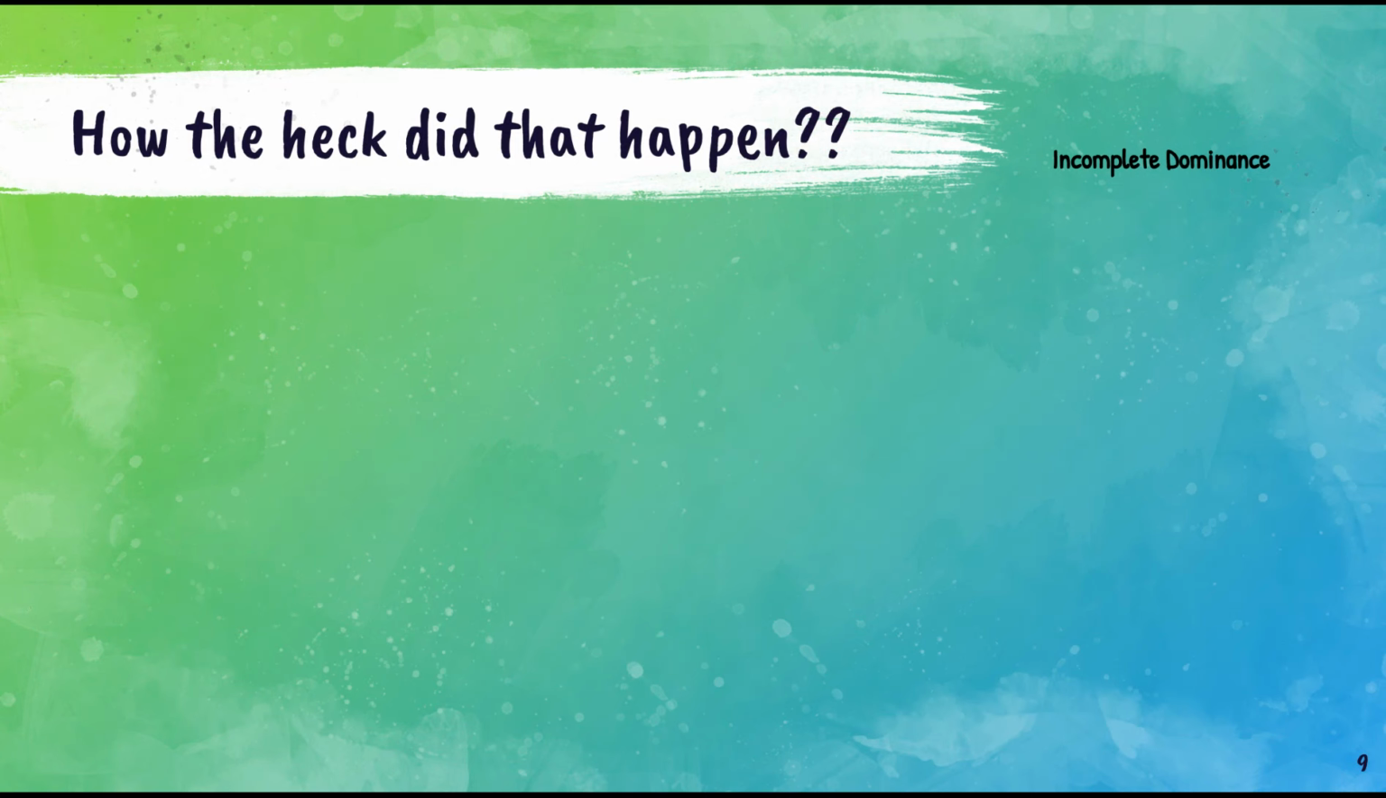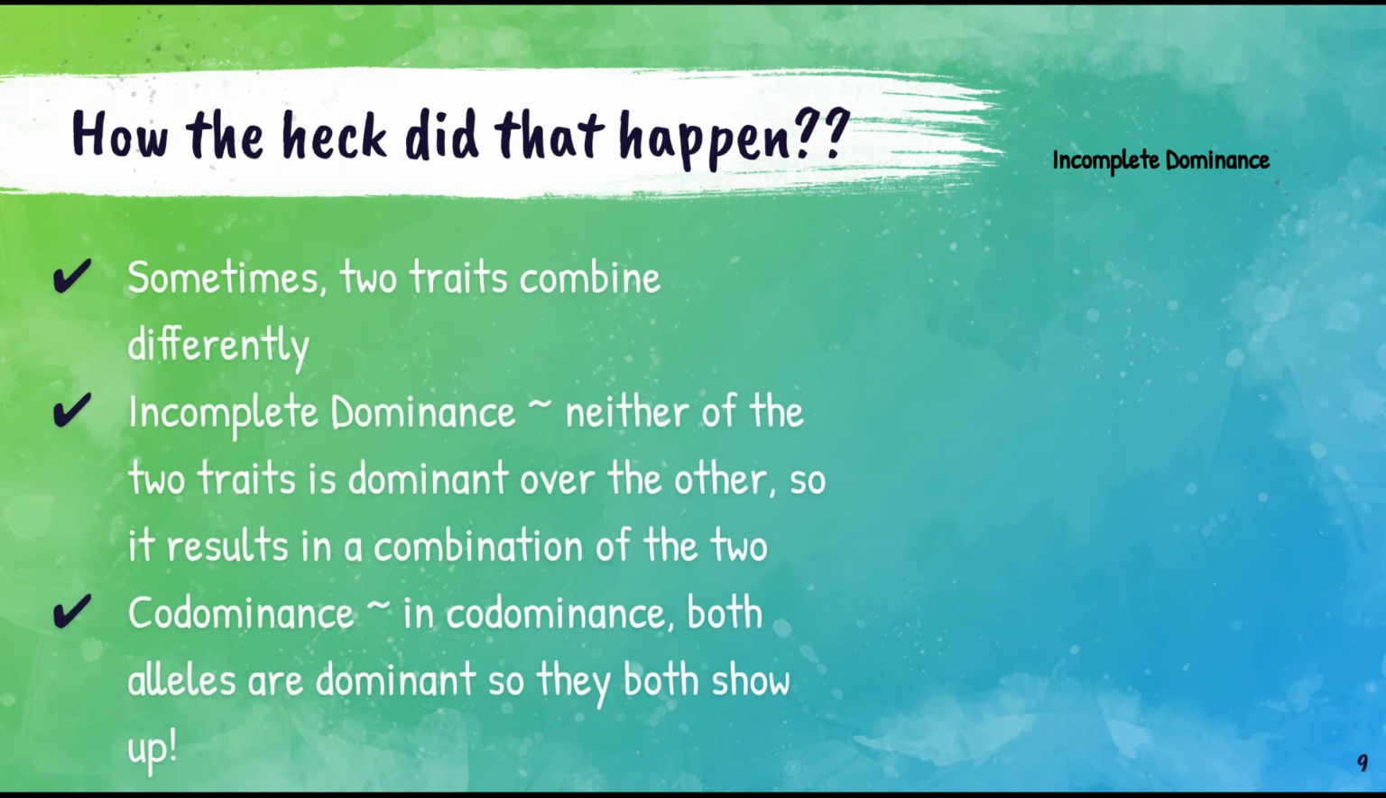So how the heck did that happen? Here's some weird things that can happen when they breed. Sometimes two traits will combine differently. The two things are called incomplete dominance and codominance. In incomplete dominance, neither of the two traits is dominant over the other, so it results in a combination of the two. Okay, kind of like a mix.